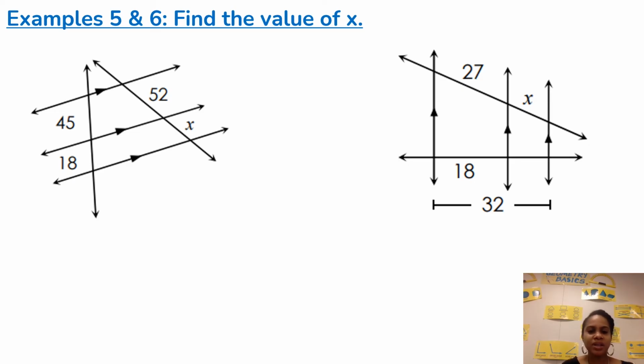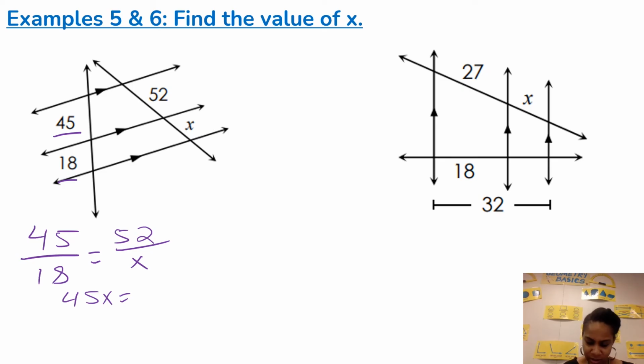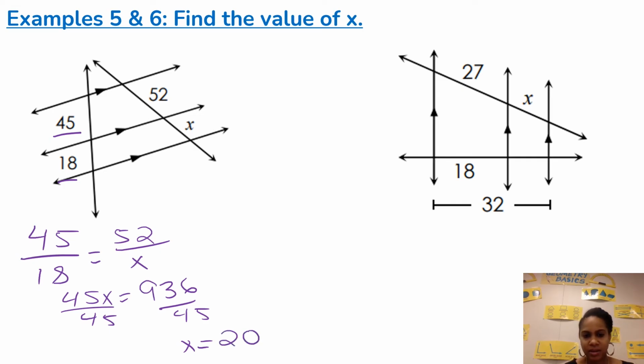All right, so we could set up a proportion. 45 over 18 is equal to 52 over x. Cross multiply, 45x is equal to 52 times 18. That is 936. Dividing by 45, x is equal to 20.8. All right, so we can see that we're just setting up proportions for these problems here.